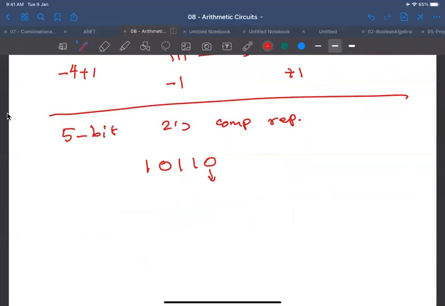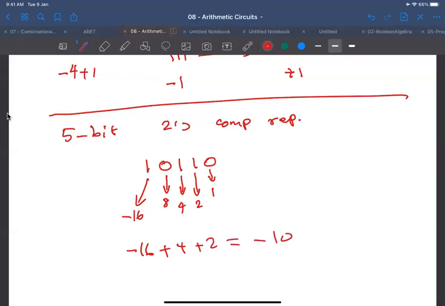So this bit has a weight of 1. This bit has a weight of 2. This bit has a weight of 4, 8, and then -16. So the most significant bit always has a negative weight, which is equal to the positive weight if the number is unsigned. I mean, the magnitude is equal to the positive weight if the number is unsigned. So this number is going to be -16 plus 4 plus 2, which is -10.